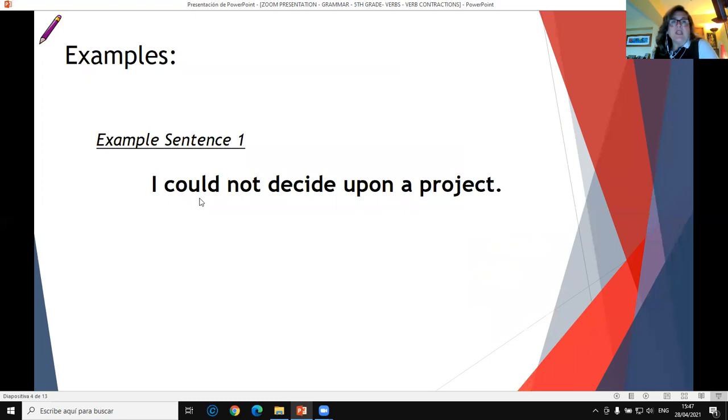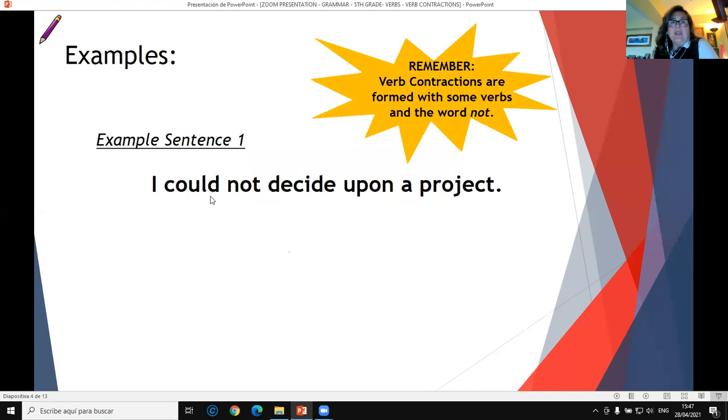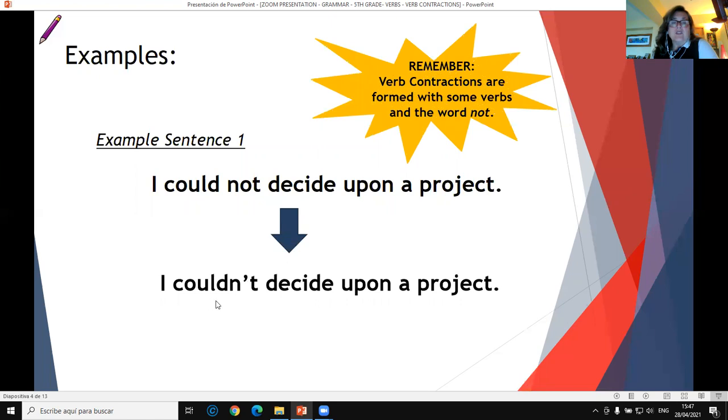Example number 1, I could not decide upon a project. You could contract could not, okay, and form a contraction, couldn't. I couldn't decide upon a project. It's the same, okay? But this is more informal.